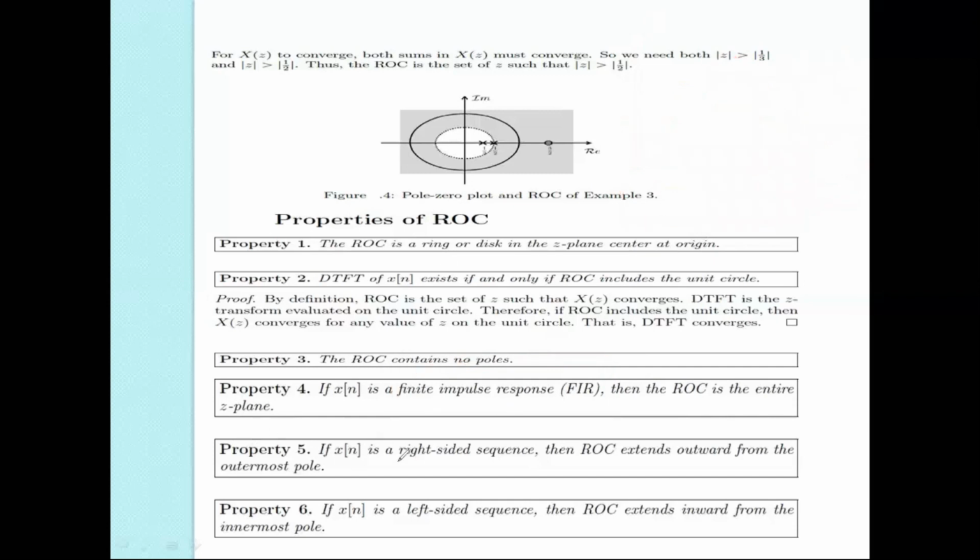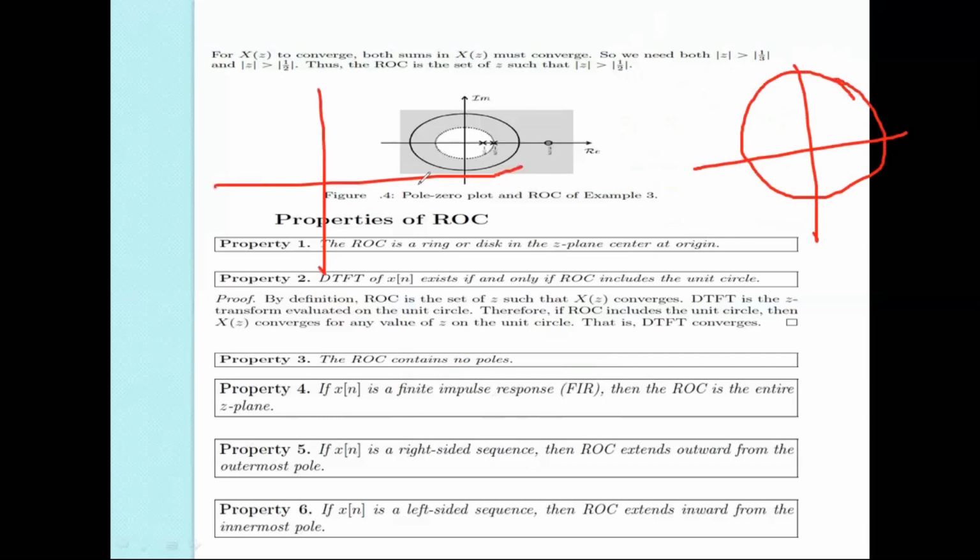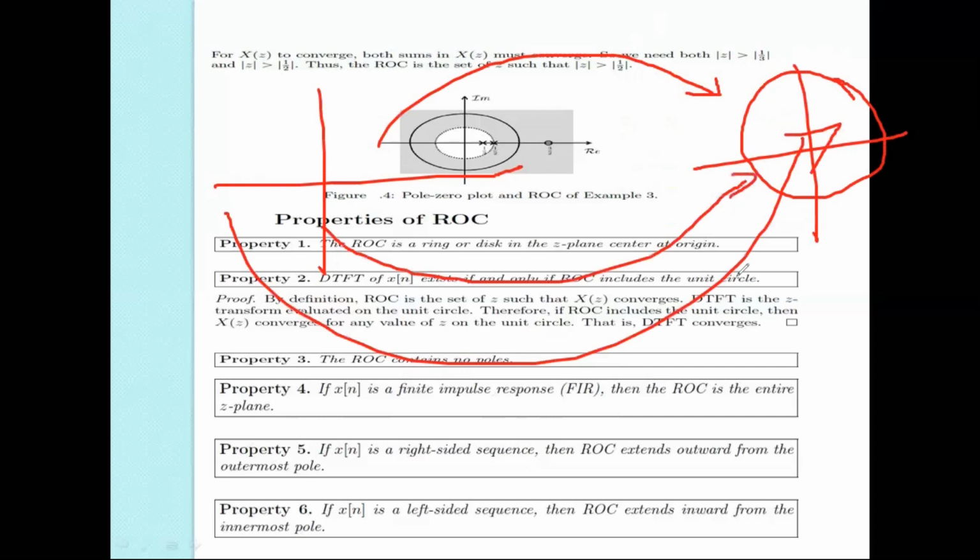What is the fifth property? If x[n] is a right-sided sequence, right-sided means outside the circle. I already told you about the S plane and the Z plane: right side is outside, left side is inside, and the imaginary axis maps to the circle. The fifth property says the same thing. If x[n] is a right-sided sequence, then the ROC extends outward from the outermost pole.